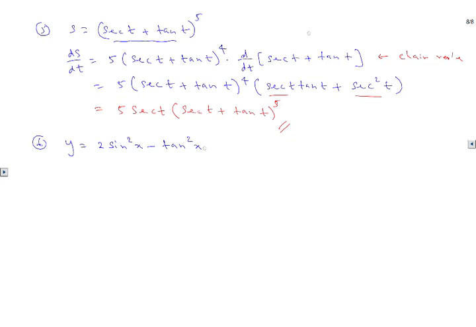Okay, so anyone want to try this? You can stop the video and try first, and then you can compare. That may be the best way to do questions like this. Again, you have to use the chain rule. So it's dy by dx.